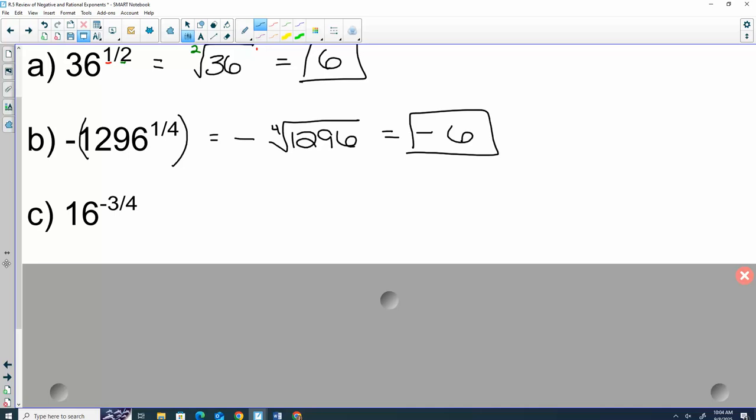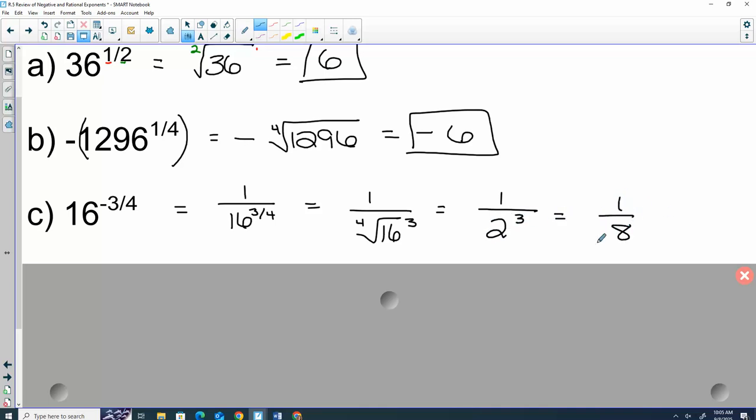If I said 16 to the negative 3/4 power, what does the negative do to it? Instead of fraction, puts it on the denominator, so it's 1/16 to the 3/4. So if I were trying to clean this up without just plugging it in, that means we have the 4th root of 16 to the 3rd on the bottom. What is the 4th root of 16? And 2 to the 3rd power is 8.